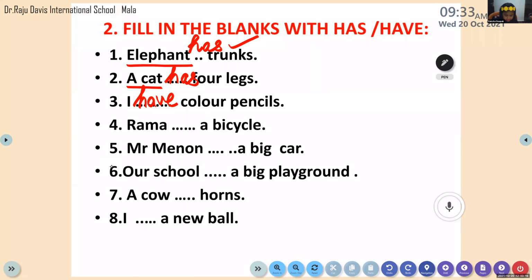Let's move on to the next person, my dear. Yes, Ishan Krishna. Rama dash a bicycle. Rama has a bicycle. Yes, it is not cycle, it is bicycle. Rama dash a bicycle. So we are talking about Rama here. So we have to use has. Very good. Rama has a bicycle. Very good. Okay, let's move on to the next question.